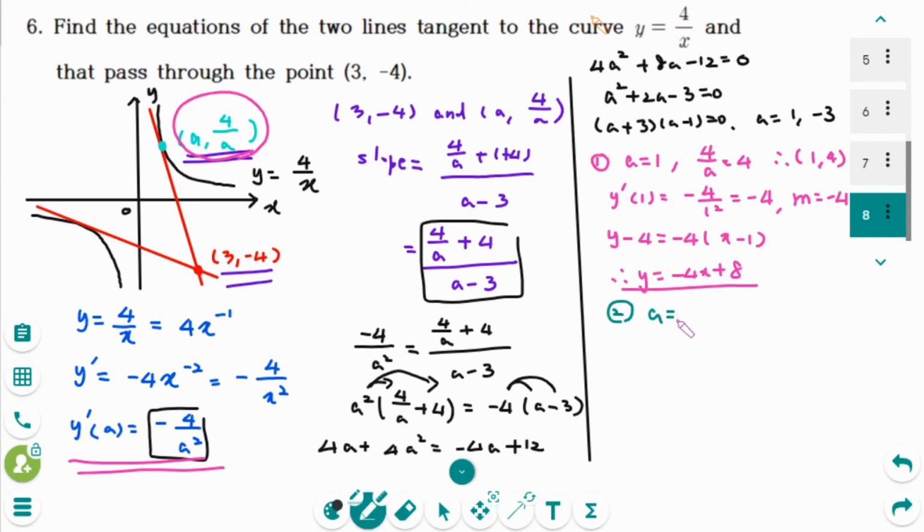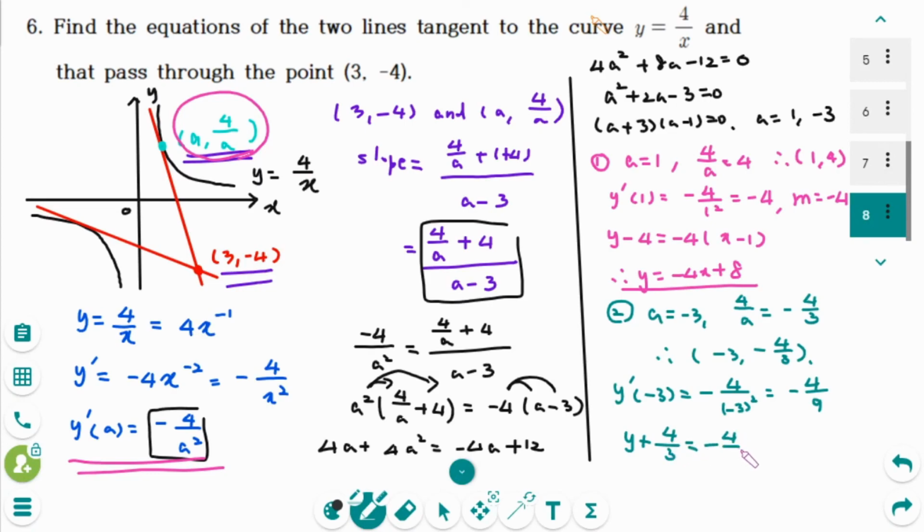Number 2, if a equals minus 3, then 4 over a is minus 4 over 3. So the point is (-3, -4/3). The slope y prime at a, which is minus 3, equals minus 4 over a squared, so minus 4 over 9. The equation is y minus y1, make plus 4 over 3, then slope, then x minus x1, make positive, like this. So final answer is y equals minus 4 over 9 x. Then next one is minus 4 over 3. Then move this one to the right. Then minus another 4 over 3. Make together minus 8 over 3. This is the second line.